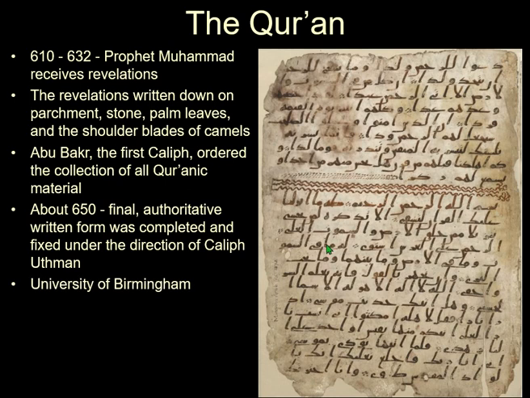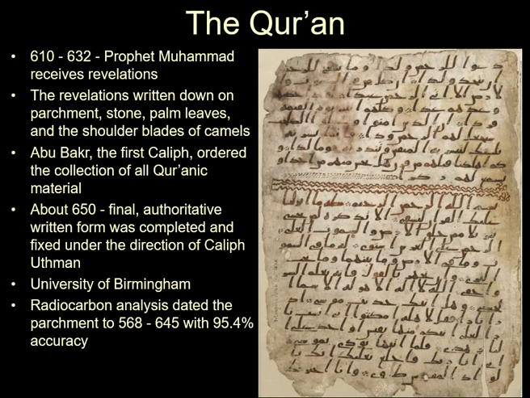So this bit of the Quran here is from the University of Birmingham, where they have this, and they actually have another leaf of this from the same sheet. And they've done radiocarbon analysis on this and dated the parchment to 568 to 645. So that's actually before the final authoritative written version. That's just dating the parchment itself. And it is possible to reuse parchment, but it's probably just very early.